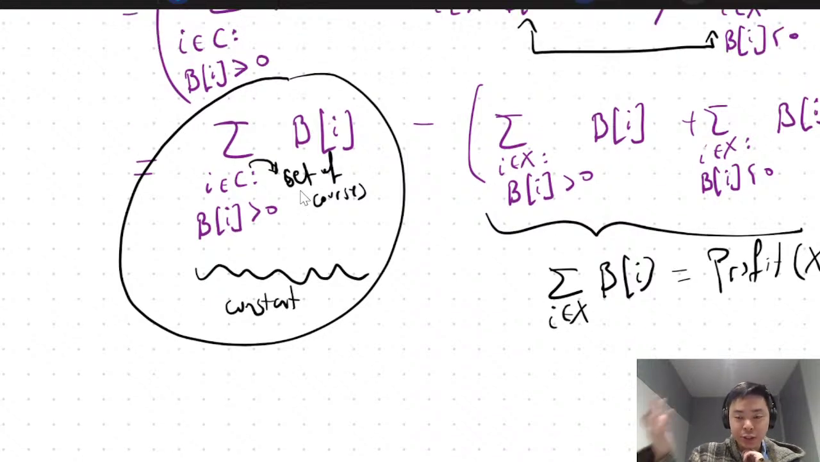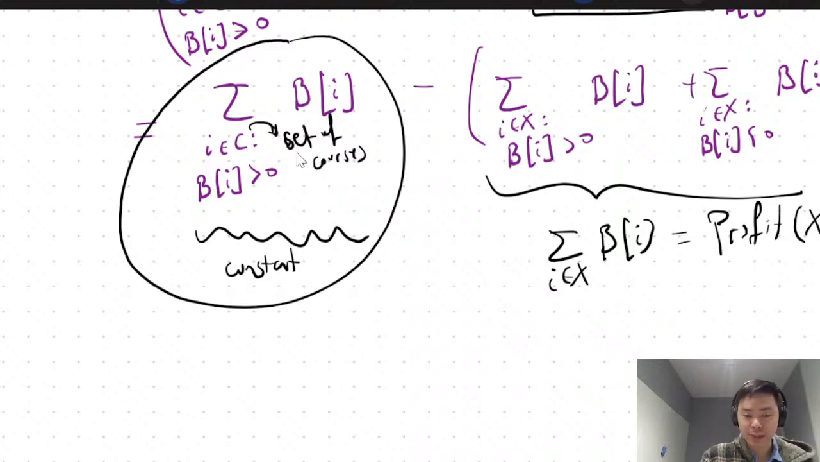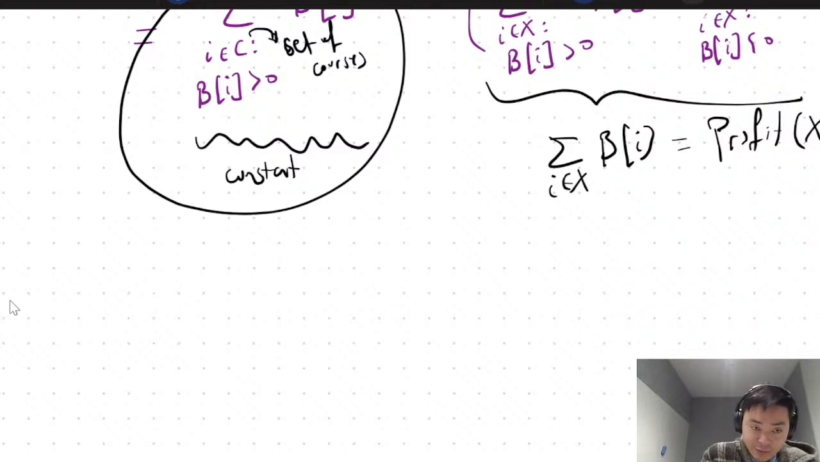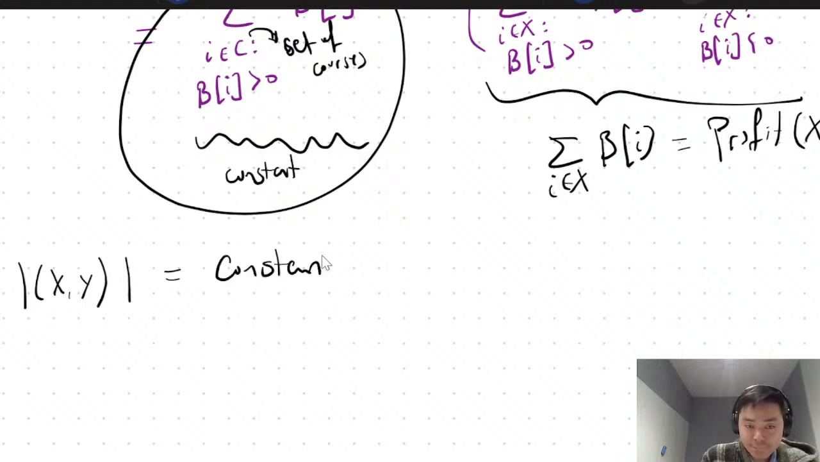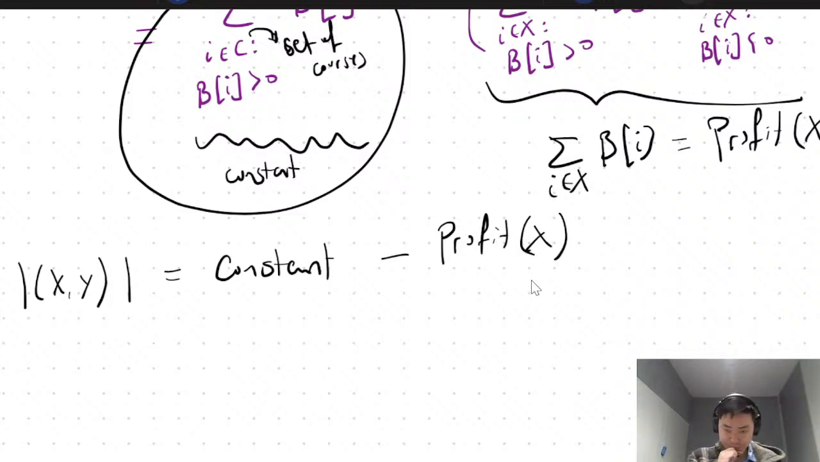And this doesn't change according to the cut. So no matter which cut I take on the same flow network, this is still going to be the same. So this is just going to be a constant in terms of my cut. And then this is just the profit of X. So in fact, what I have is the value of my cut is equal to a constant minus the profit of X, so the profit of the set of courses on the source side.